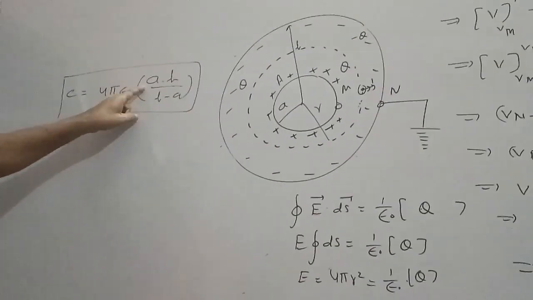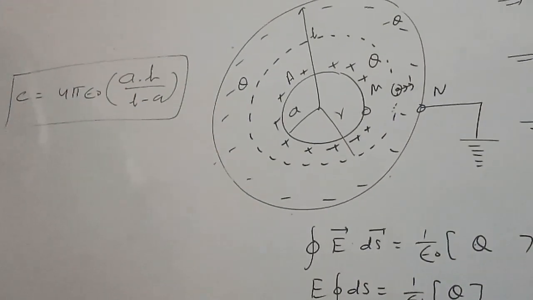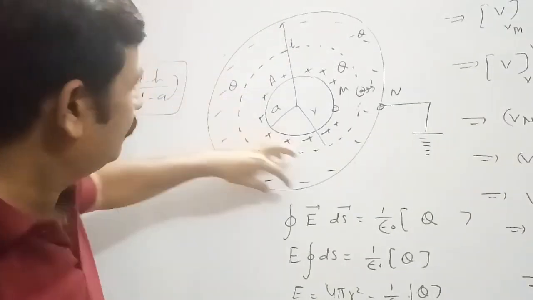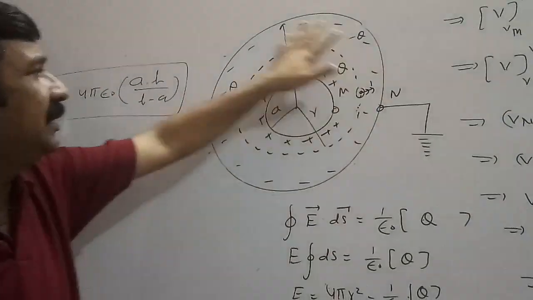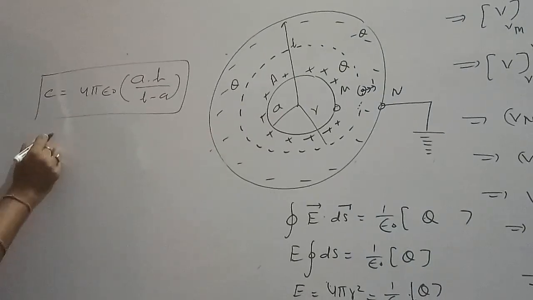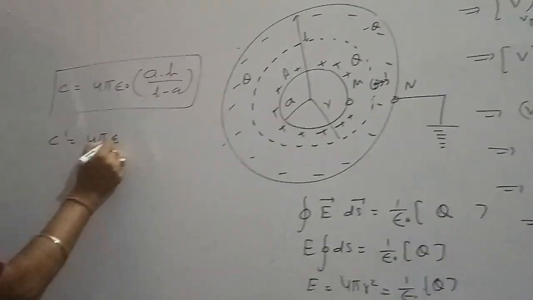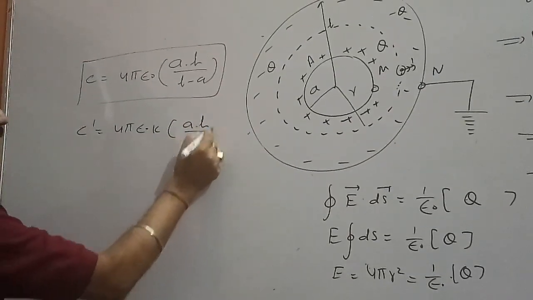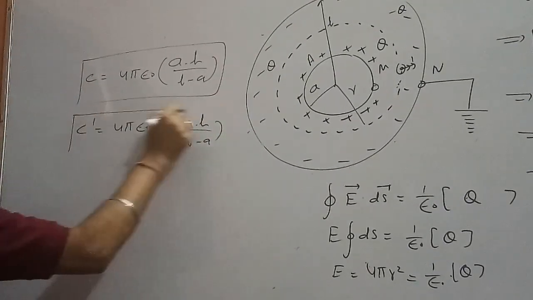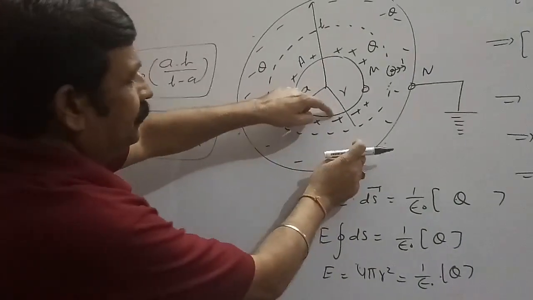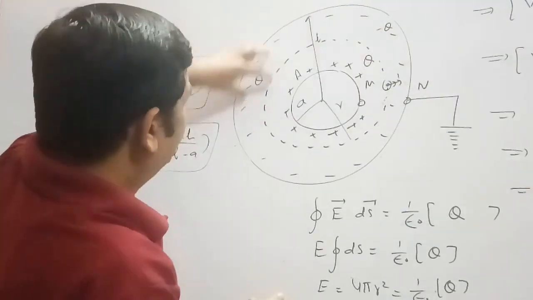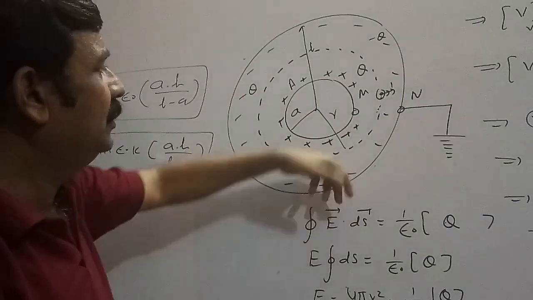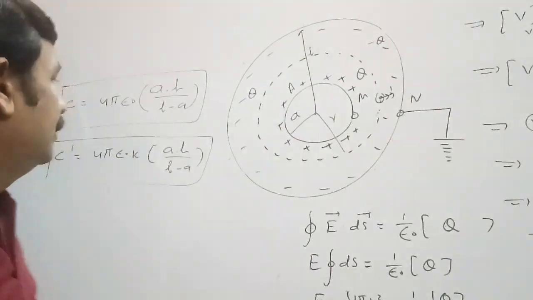What are A and B? Inner radius and outer radius. Now, if the medium between these two is not air, and some dielectric material completely fills it, then the expression will become 4 pi epsilon naught into K A into B upon B minus A. This is the expression when a dielectric material is filled in this region, and this is the expression when air or vacuum is present between both.